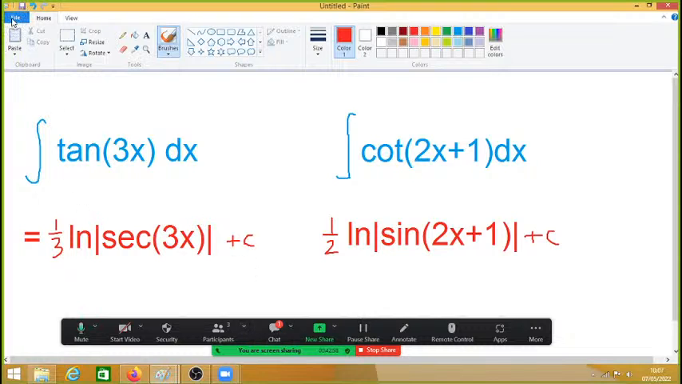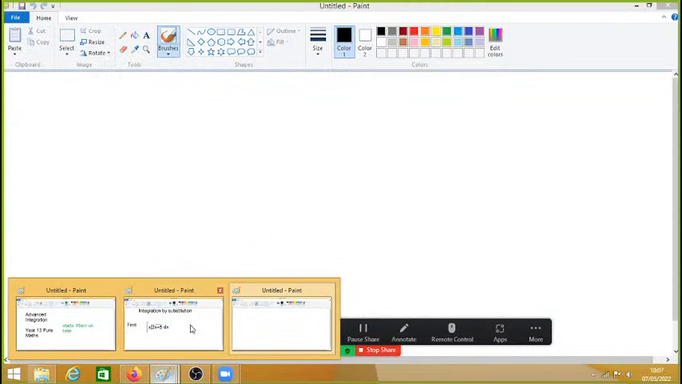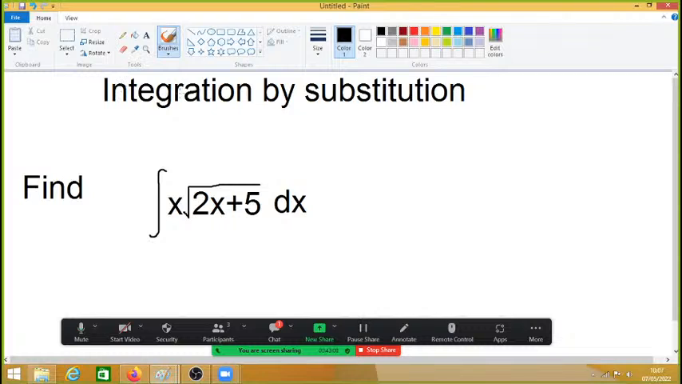Okay, good. Bismillah ar-Rahman ar-Rahim. Let's begin our first main topic within integration, advanced integration. So this is called integration by substitution. And the idea is that the integration is not just a simple thing.